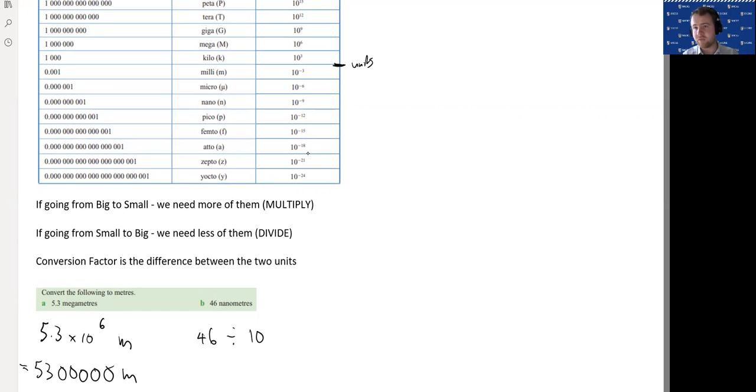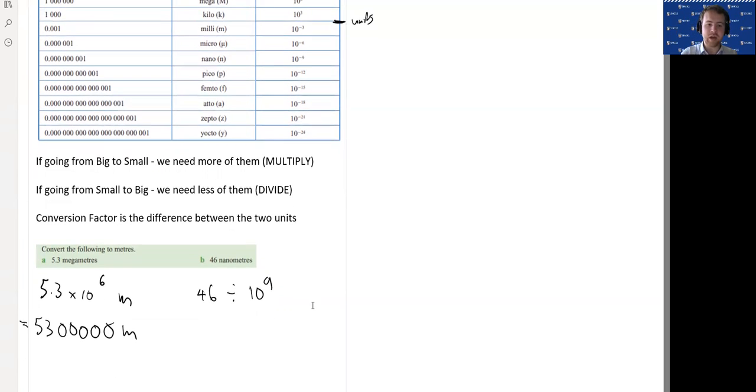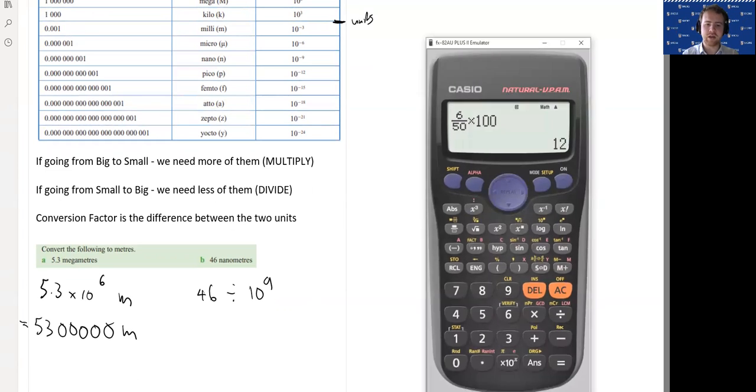Okay, you just want to be careful. If you're dividing, then you leave your power as positive. Okay, if you divide by something with 10 to the negative 9, then that's going to ultimately make it multiplying. So when I say the conversion factor is the difference, okay, we're going to treat that as a positive quantity, the difference between those units. And then we're just going to think about multiplying or dividing by that amount rather than getting confused about negative powers and positive powers and things like that. So that's going to end up as, we just pop it in our calculator.